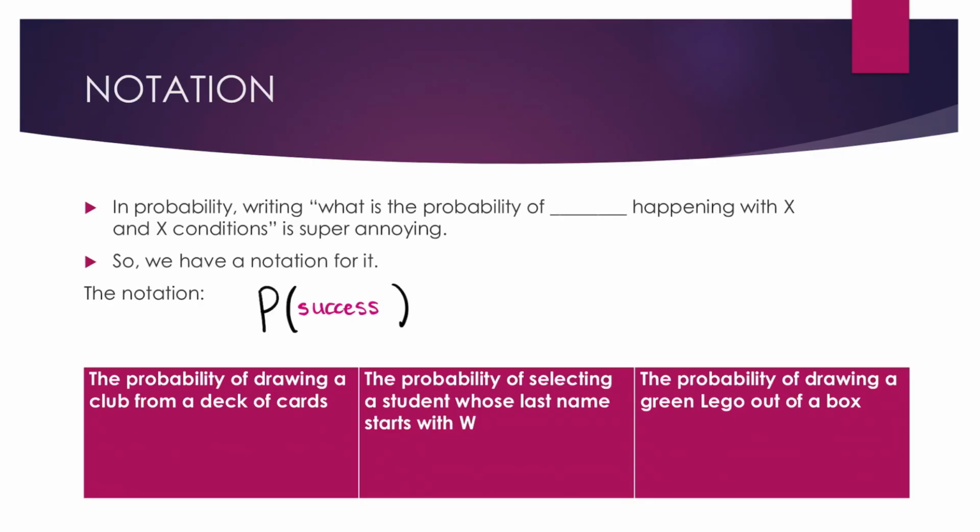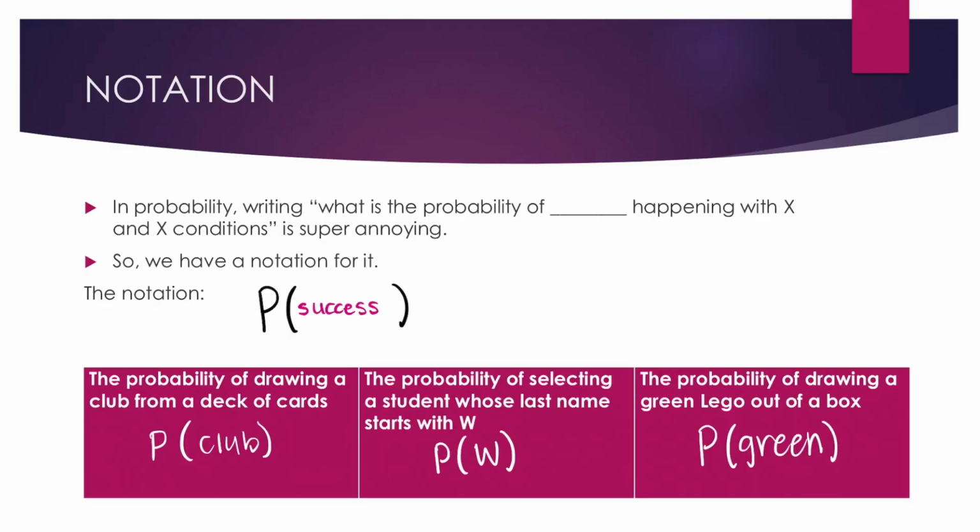So we write P, and then in parentheses, we write what we're looking for, essentially. So let's say we're looking for the probability of drawing a club from a deck of cards. You would write P and then club, because we're looking for a club. Or if I was looking for a student whose last name was W, I would say the probability of W. And that's how you would read it. You say the probability of, and then whatever's in the parentheses. And then the probability of getting a green Lego out of a box would be P parentheses green. That means the probability of drawing a green.